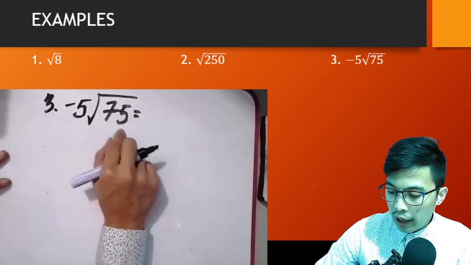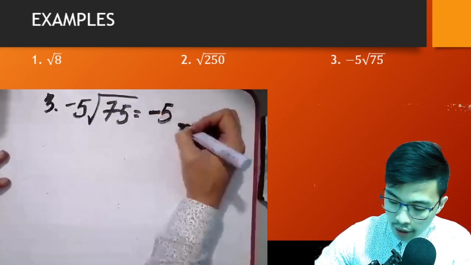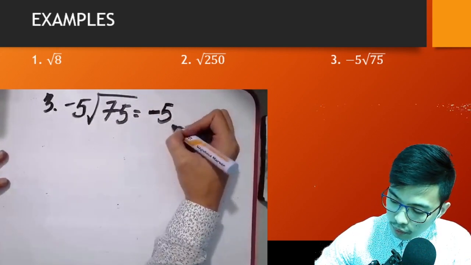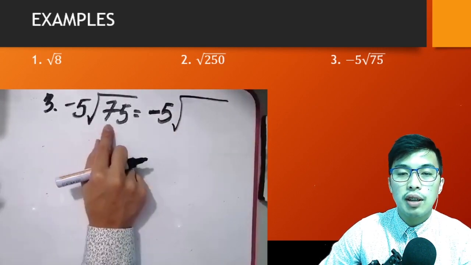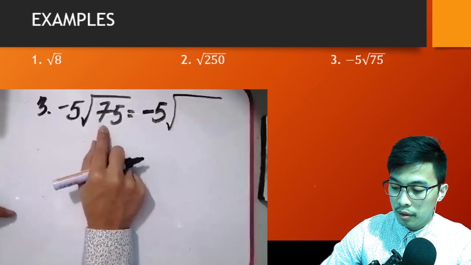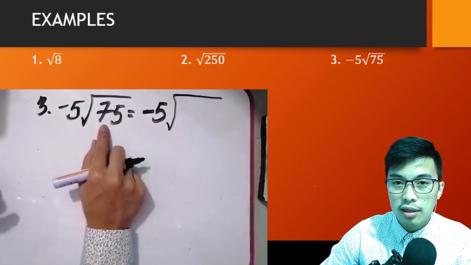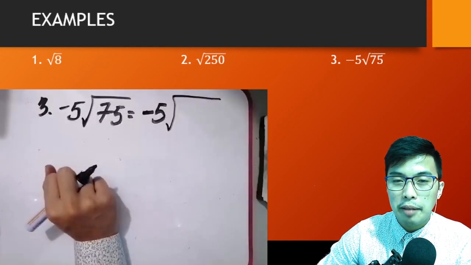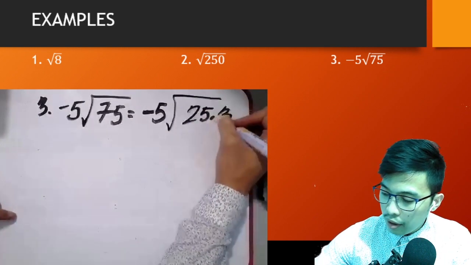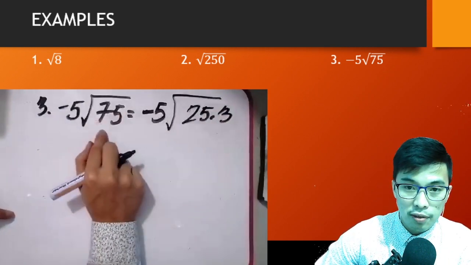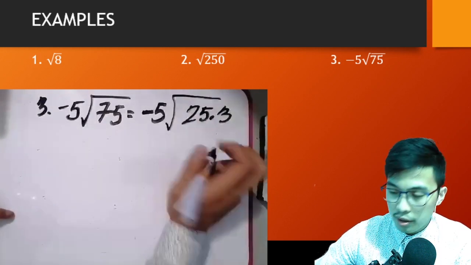Okay, so before we do that, i-rewrite ulit natin si negative 5 dito. Huwag niyong kakalimutan yan. And then, we think of the factor of 75 na yung isang factor is a perfect square. And I think the one factor of this is same thing, 25 times 3. What's 25 times 3? That is 75. Okay, why 25? Because 25 is perfect square.